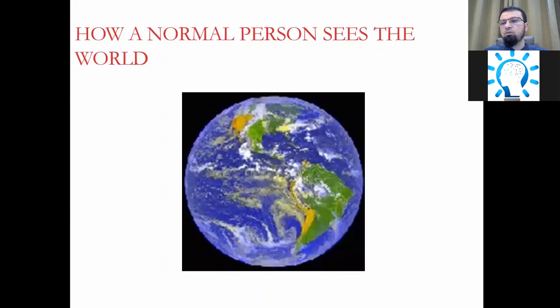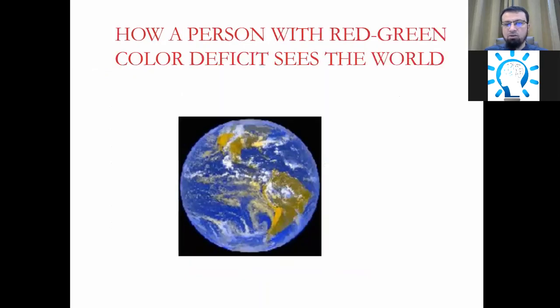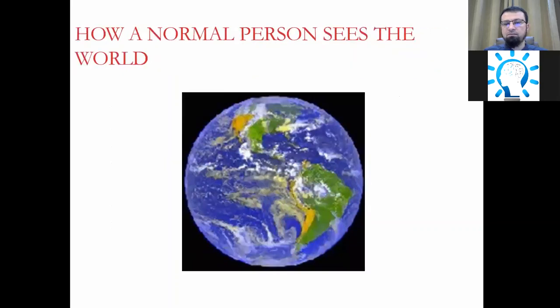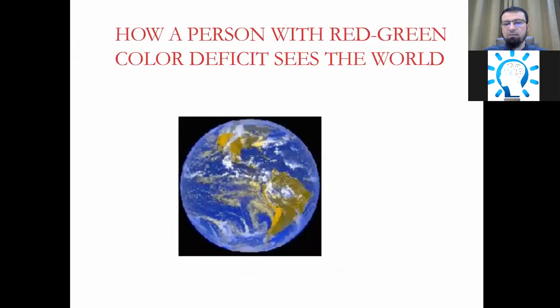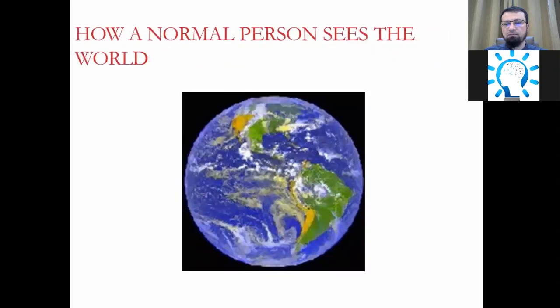This is how normal people will see the world. It is with blue color, green color, yellow, and this is how a person with a red-green color deficit sees the world. So see the difference. This patient cannot see the green.